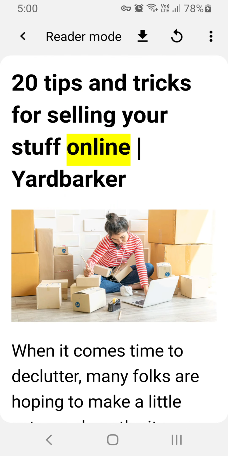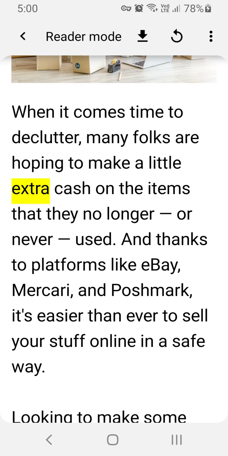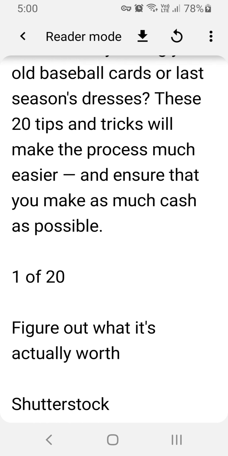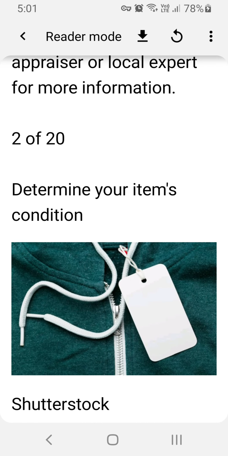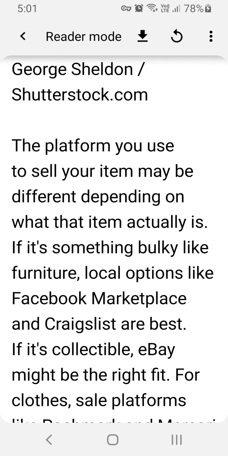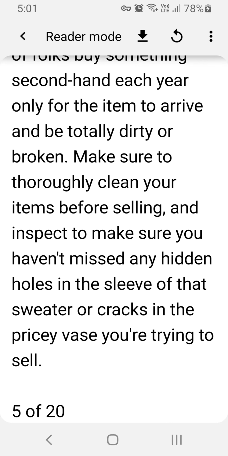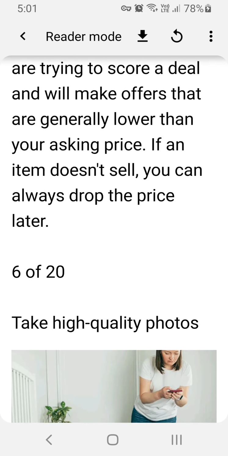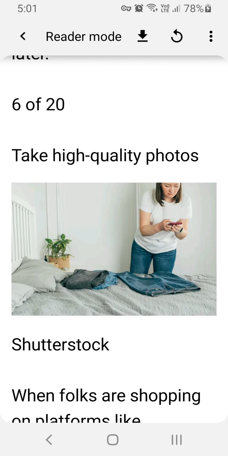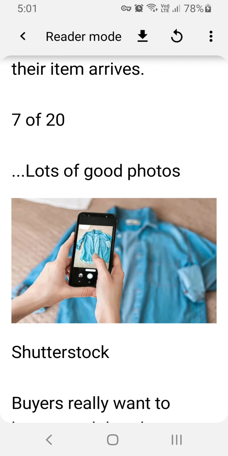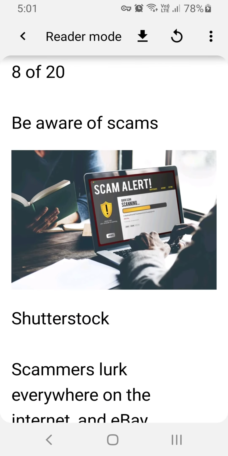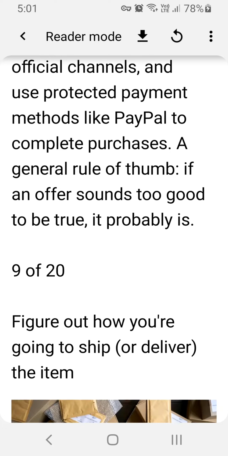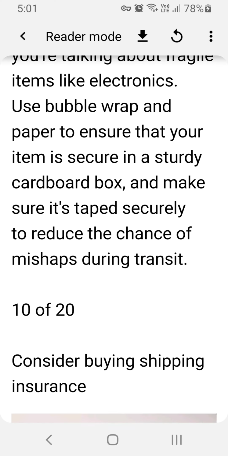Twenty tips and tricks for selling your stuff online. Yard Barker. When it comes time to declutter, many folks are hoping to make a little extra cash on the items that they no longer or never used, and thanks to platforms like eBay, Mercari, and Poshmark, it's easier than ever to sell your stuff online in a safe way. Looking to make some extra cash by selling your old baseball cards or last season's dresses? These 20 tips and tricks will make the process much easier and ensure that you make as much cash as possible. 1 of 20: figure out what it's actually worth.